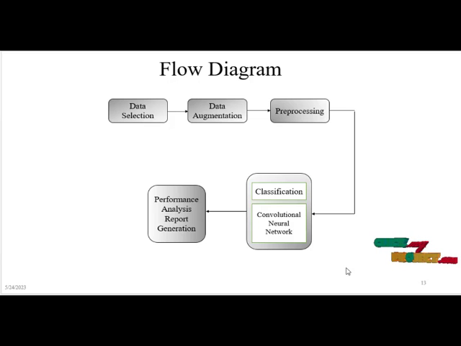And then classification. Here we have used the convolution neural network. It is an efficient recognition algorithm which is widely used in pattern recognition and image processing. Here we have used a kernel and applied it to each image to produce the output for better efficiency. Next one is performance analysis and report generation.